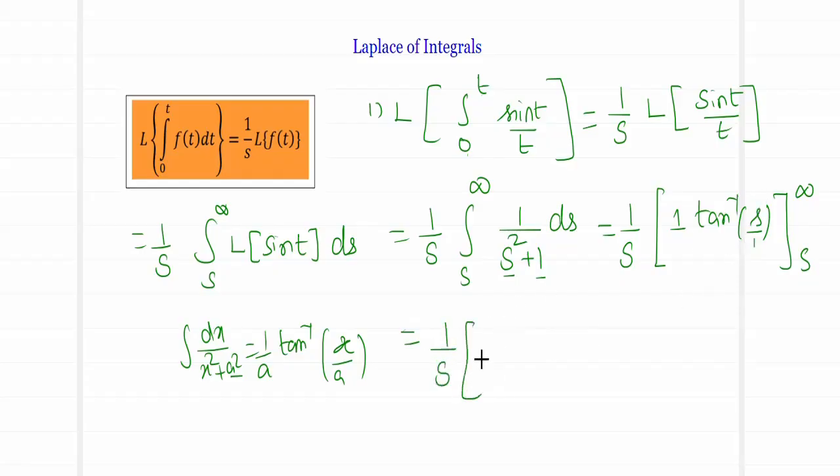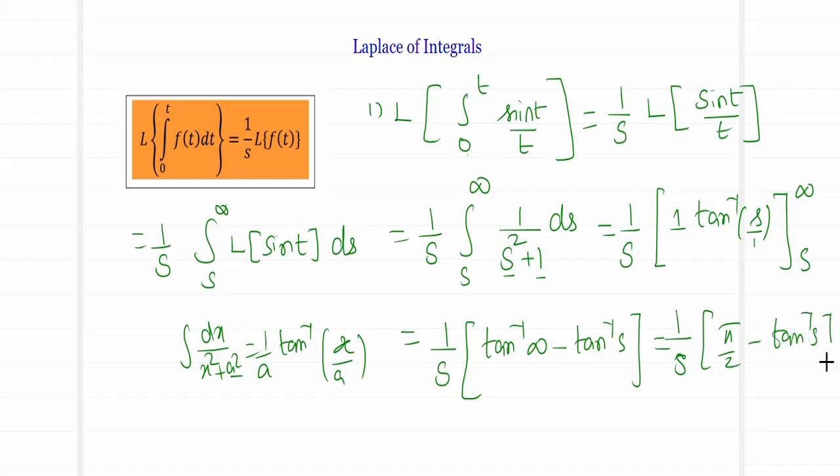Apply the upper limit. It becomes tan inverse infinity minus tan inverse s. What do we know about tan inverse infinity? This is going to be equal to pi by 2 minus tan inverse s. What is 90 minus tan inverse of theta? It will be your cot inverse of theta. And what you have outside is 1 by s. So, the final answer will be 1 by s cot inverse of s.